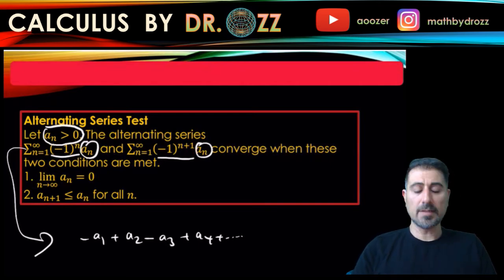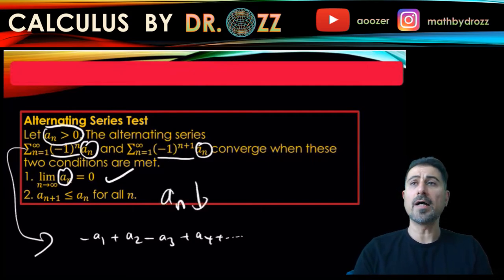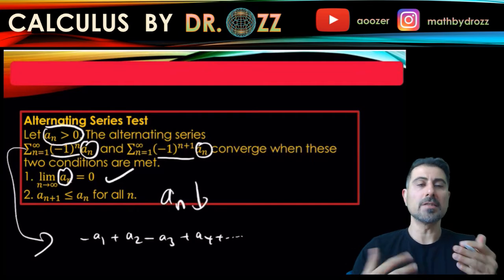So these series converge if two conditions hold true. One is that the limit of the general term has to be 0. This is Calc 1, checking the limits of sequences. And the second one is that a_(n+1) is less than or equal to a_n for all n. That means a_n should be a decreasing sequence, or non-increasing sequence.